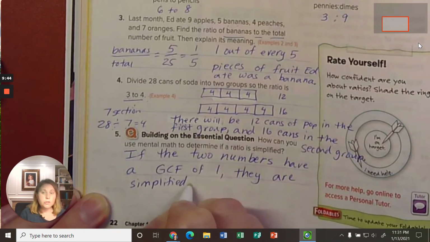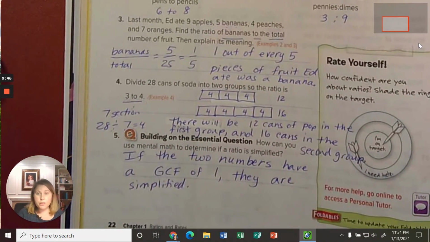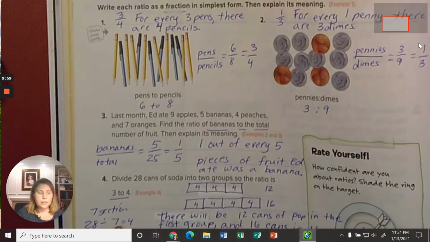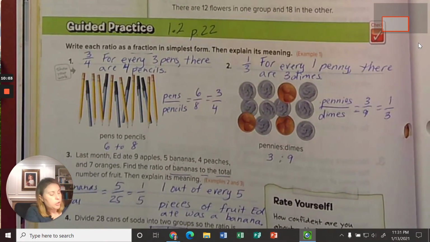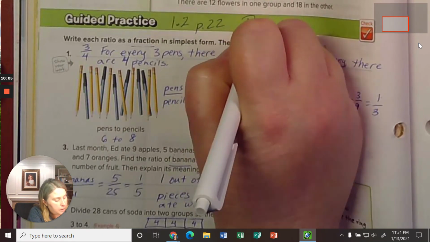Okay, if they don't have a GCF of 1, like let's say they're both even numbers, like 2 to 8, then you would divide each of those numbers by 2 and get that 1 to 4 ratio so that it is simplified. Okay, so again, this was page 22, guided practice on chapter 1, lesson 2, working with ratios.